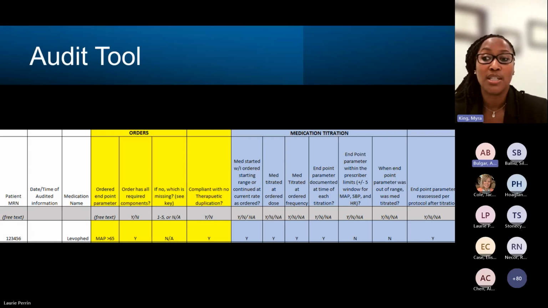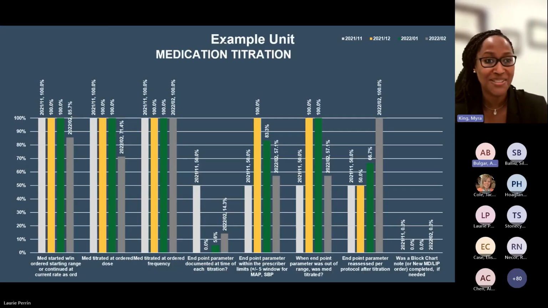Where we found opportunities continue to be in the medication titration requirements. And so that's in the blue section, and there were questions in regards to this order starting range being followed, were meds being titrated at the appropriate dose and frequency, etc. And so if you go to the next slide, I do have some examples. This is an example unit, so it doesn't reflect our actual compliance, but it reflects what we were seeing at that time.